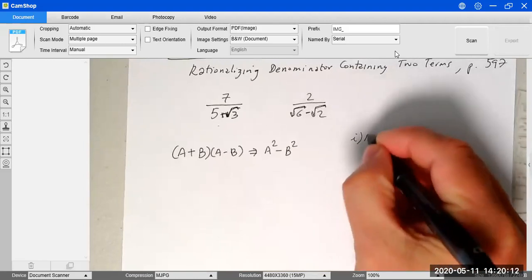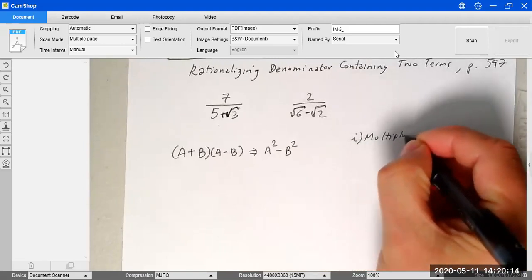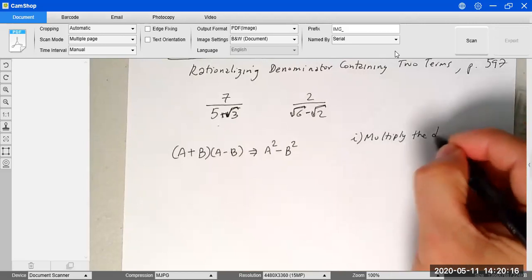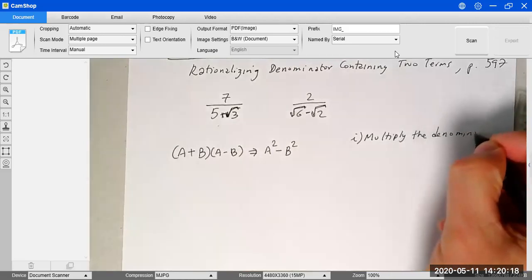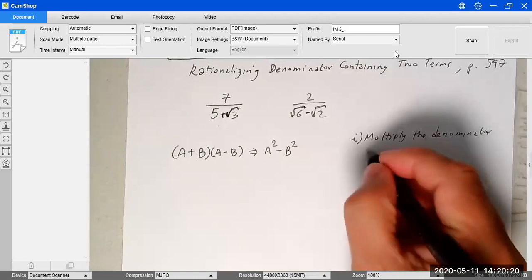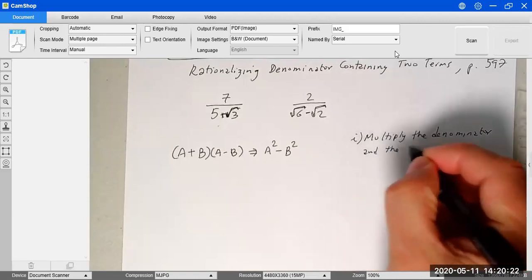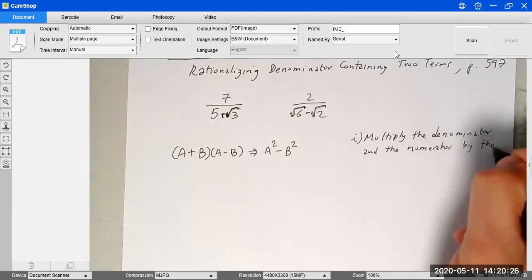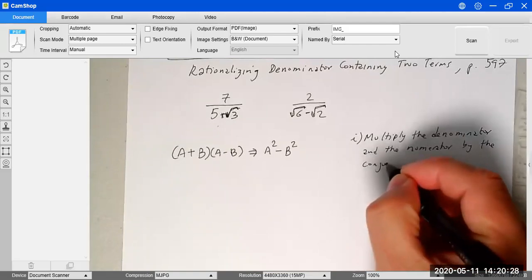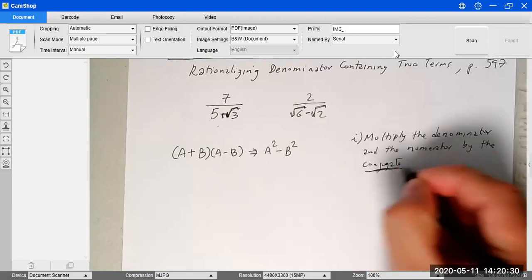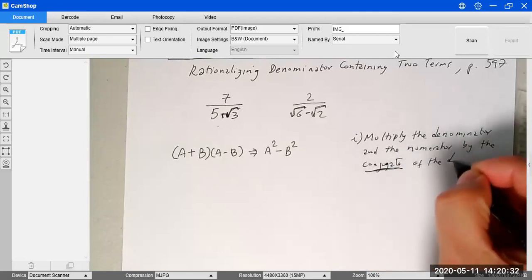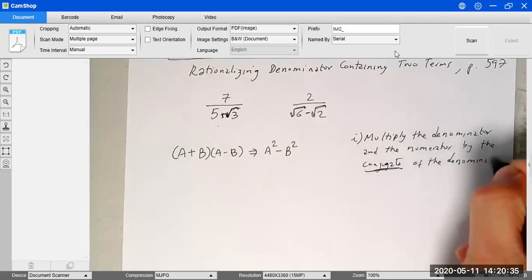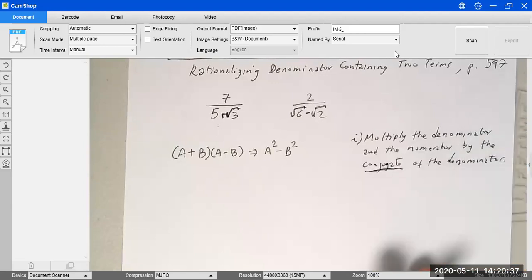You're going to multiply the denominator and the numerator by the conjugate of the denominator. Okay, that's what we're going to do now.